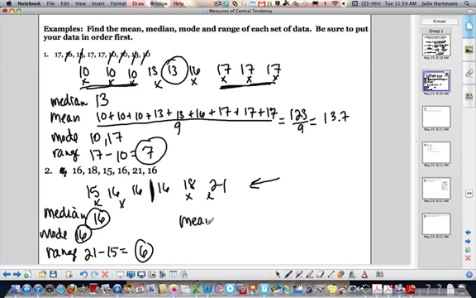And then your mean, you add them up. That one I can't do in my head. 15 plus 16 times 3 plus 18 plus 21 is 102, divided by 6 gives us 17 for our mean. So that is 2 examples on how to find all 3 of those.